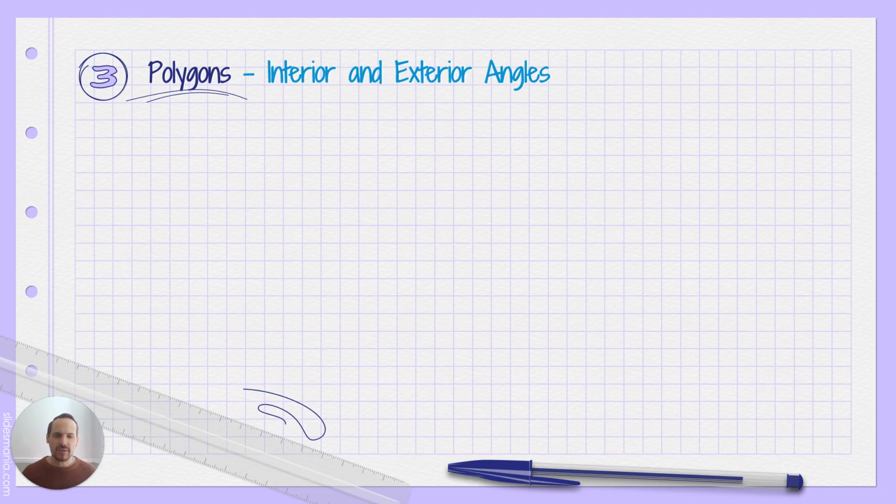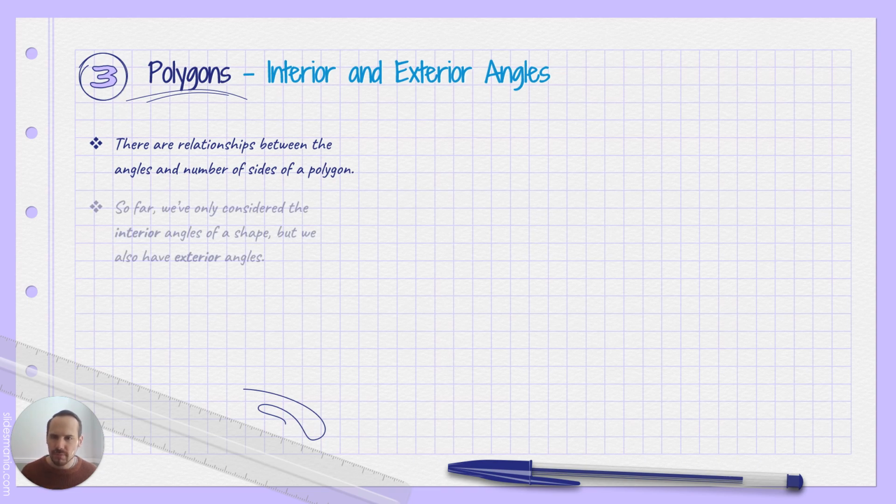So let's look at interior and exterior angles. This is a very common type of problem that you'll encounter, trying to calculate interior and exterior angles. So what are those angles, first of all? To work these out, we need to be aware of the relationship between the size of these angles and the number of sides of a polygon.